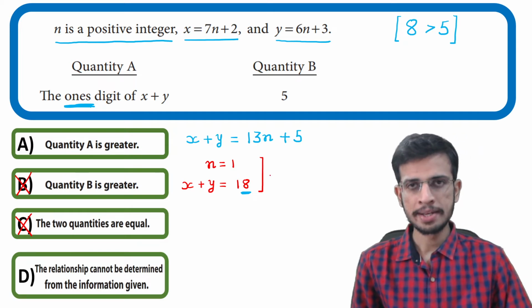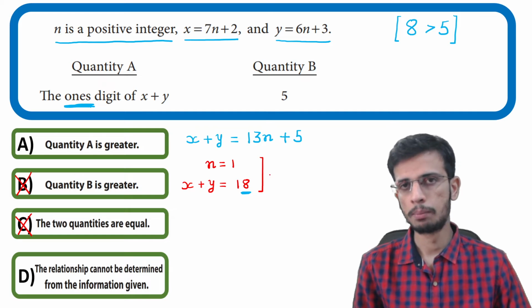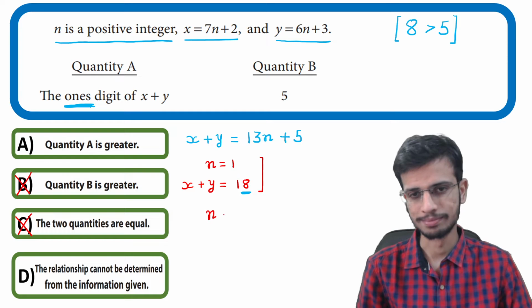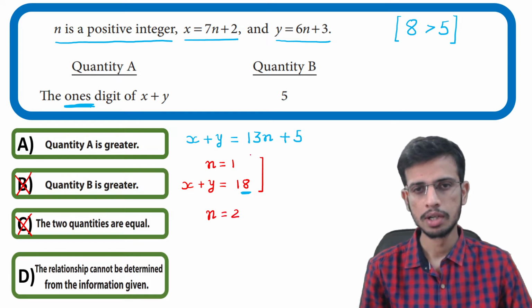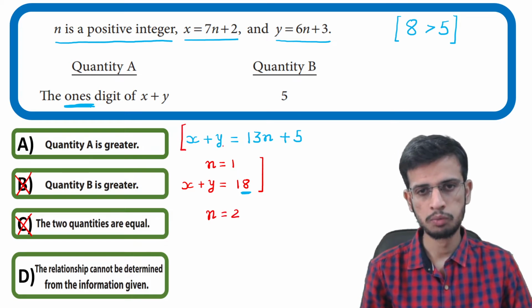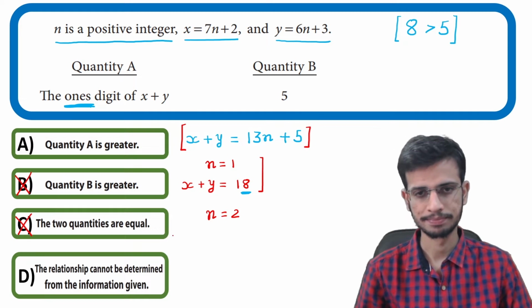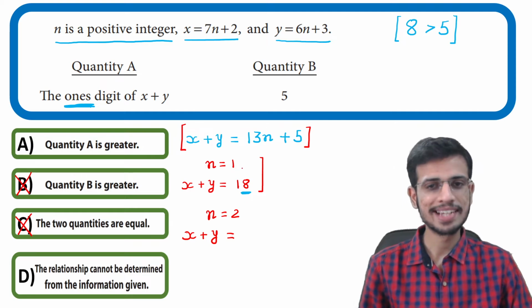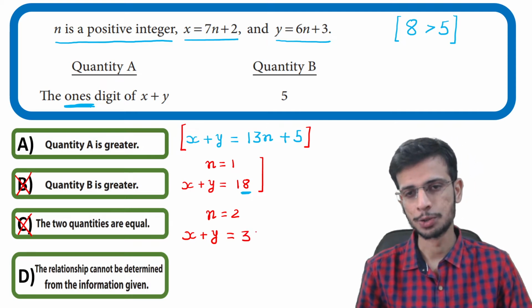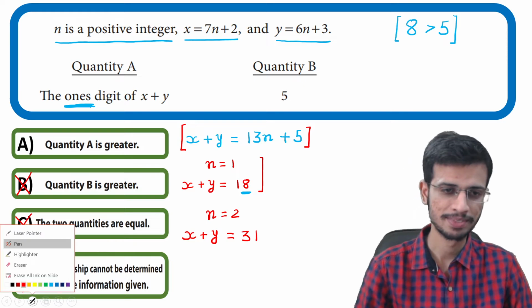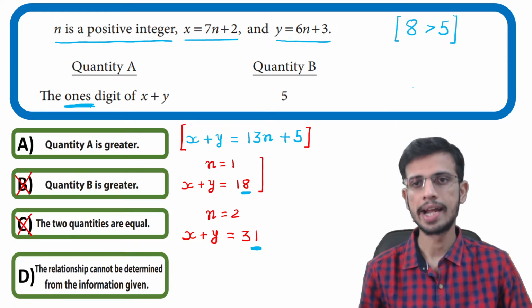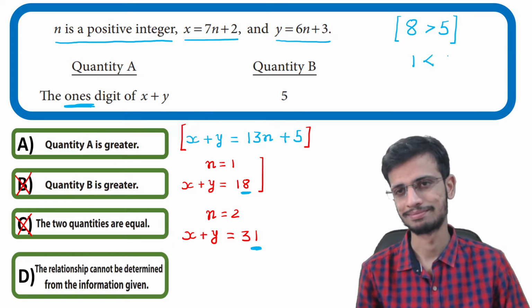So don't take option A. You have to check for more values of n. So let us put n equal to 2. What will be the value of x plus y? For n equal to 2, x plus y will become 26 plus 5, that is 31. So the units place is 1. Units place of 31 is 1, and 1 is less than 5.